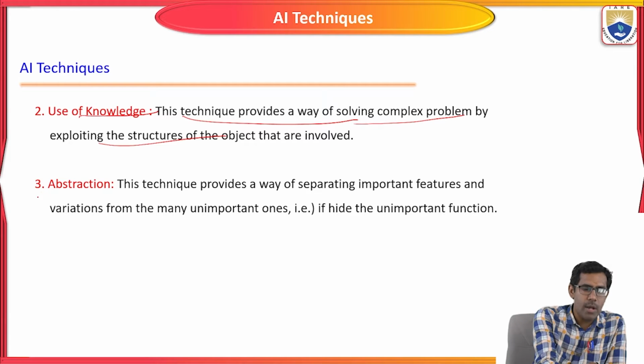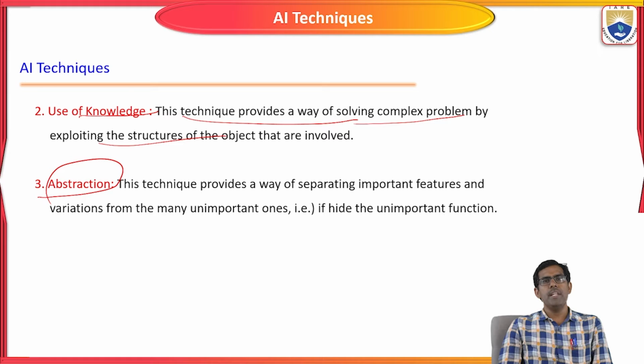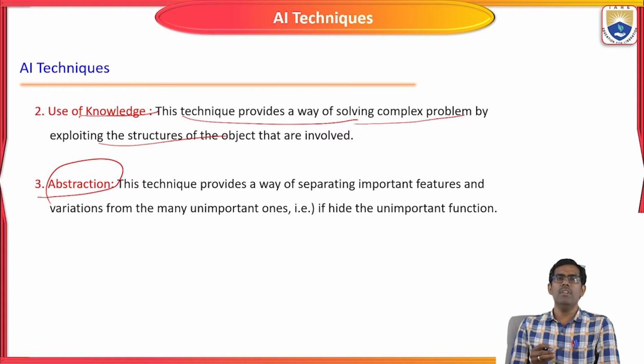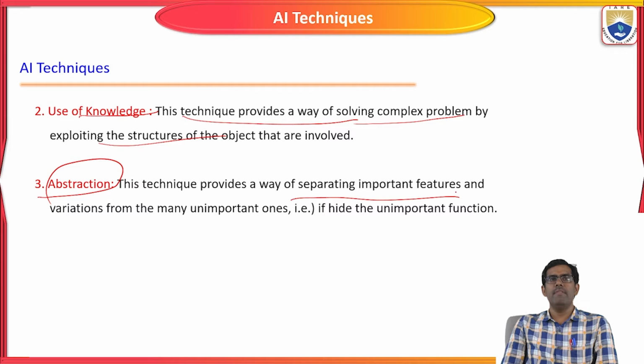The second one is abstraction. From the word itself, the meaning is there. What is abstraction? It will hide some unwanted information from your structured program. This technique provides a way of separating important features and variation from the many unimportant ones.